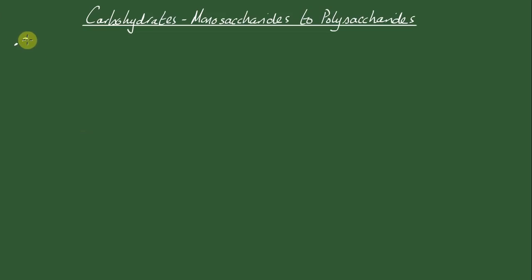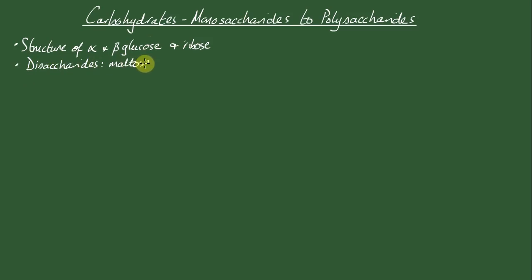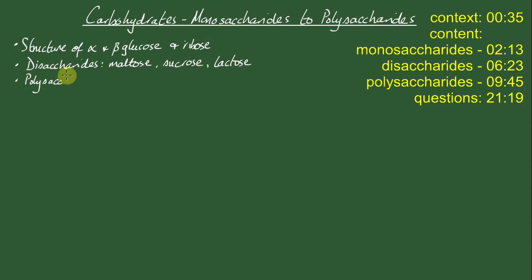So in this video, we're basically going to be covering the whole of the carbohydrate syllabus, including tips on how to approach questions at the end. So we're going to be talking about the structure of alpha and beta glucose and the 5-carbon sugar ribose. We're going to be talking about how those monosaccharides bond to form disaccharides and those 3 disaccharides that you need to know about. And we're also going to be talking about the structure and function of polysaccharides.